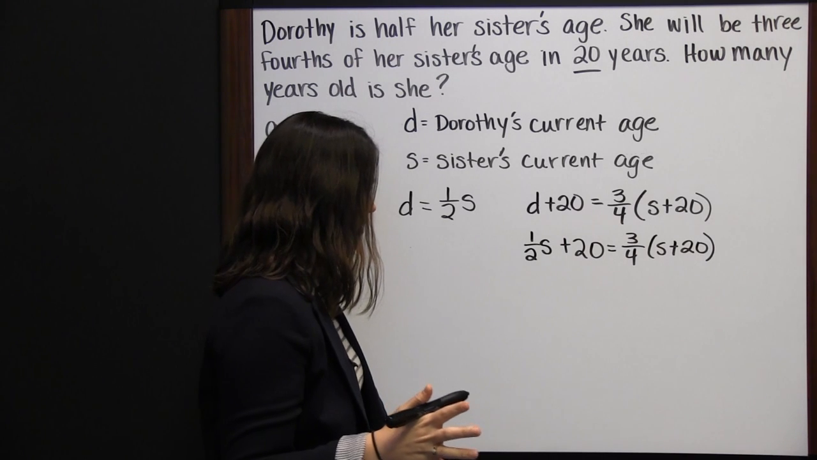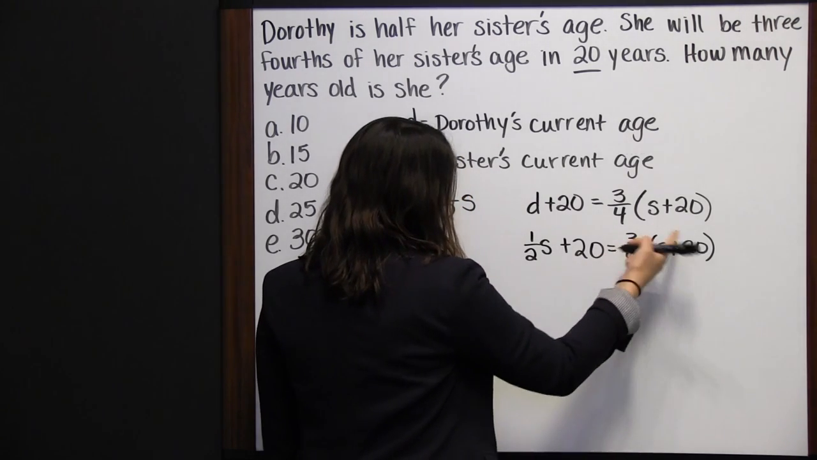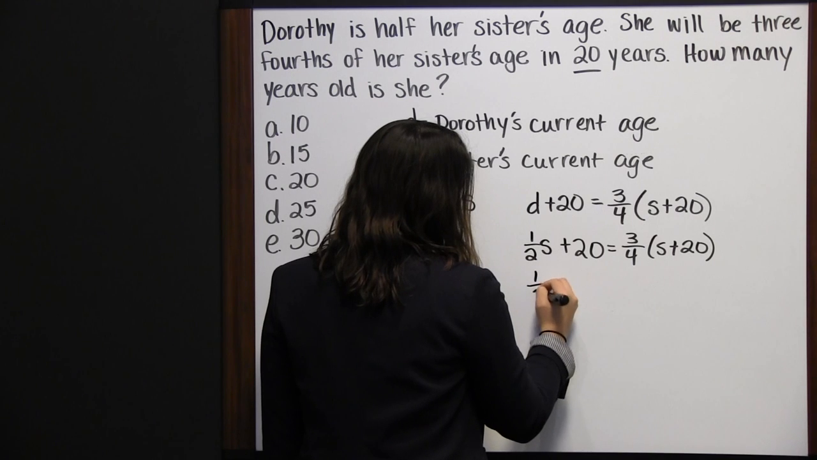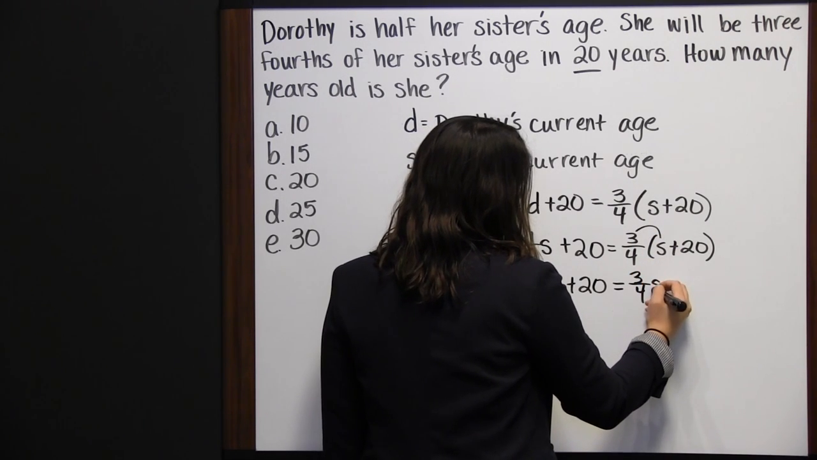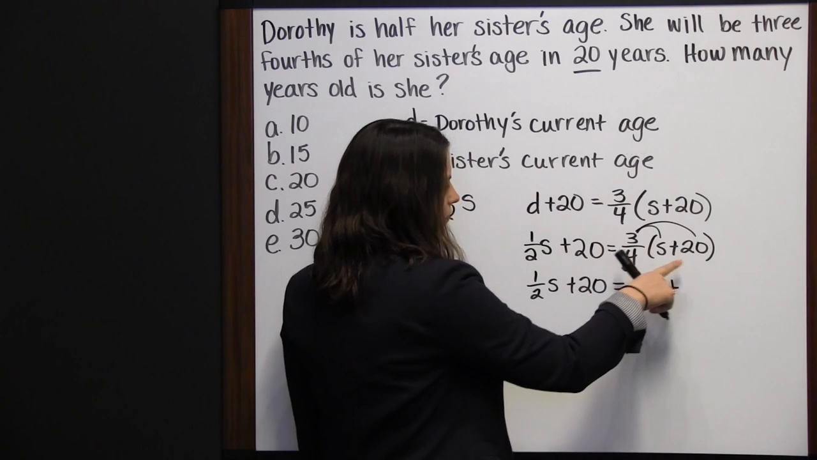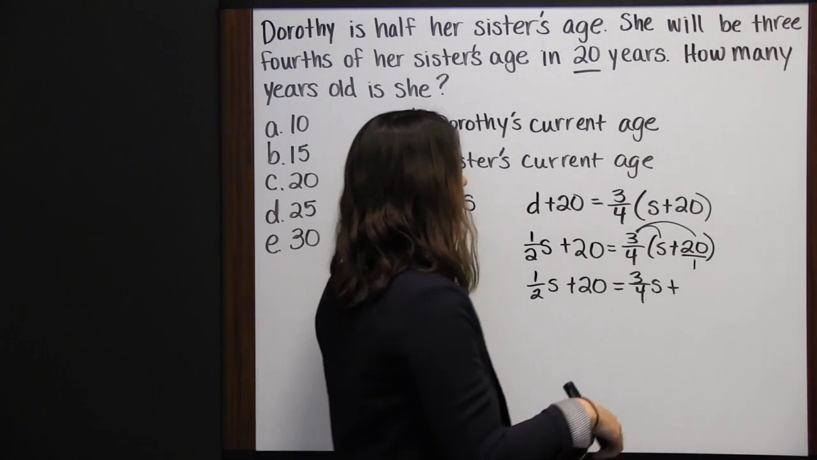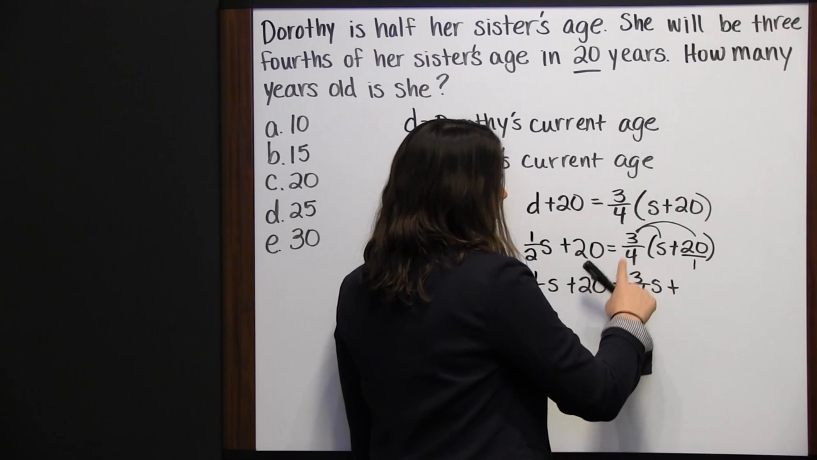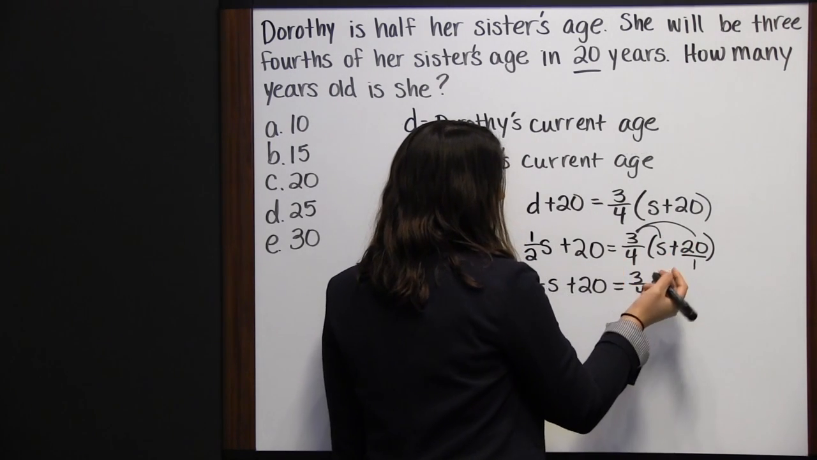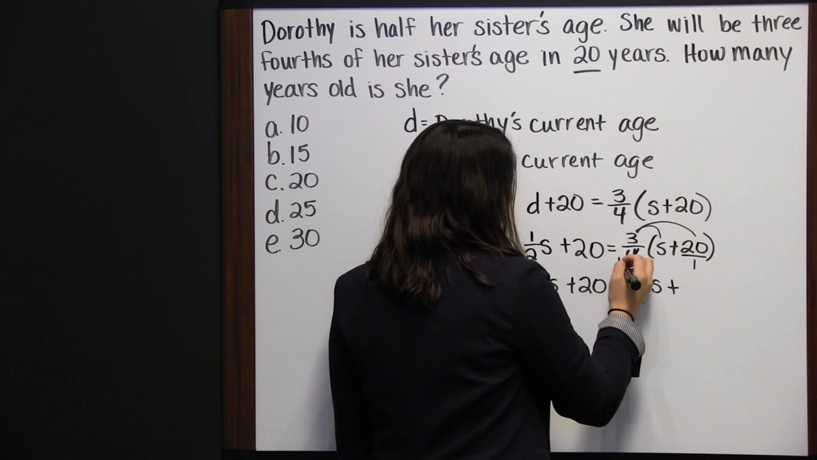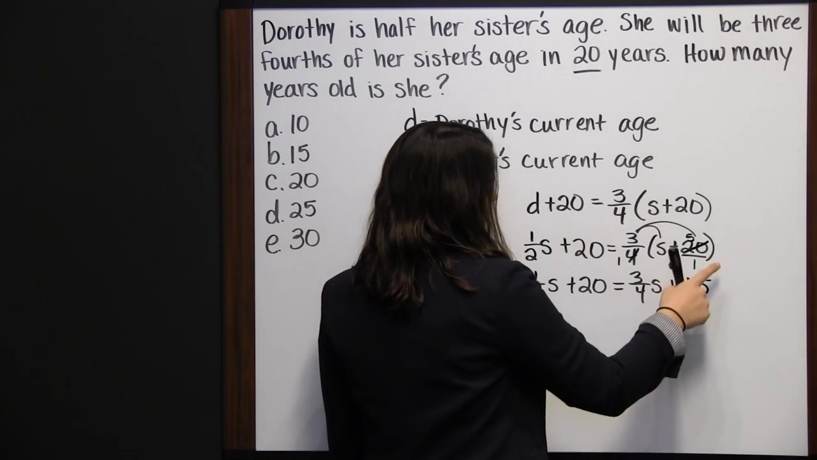Well, from here we have lots of options for solving. And the first thing I think about is, I just want to get rid of this fraction, this 3/4. So I think I'll start by distributing the 3/4 to what's inside my parentheses. So I have 1/2 S plus 20 is equal to 3/4 S plus, and then with the 3/4 and the 20, I can put 20 over 1, and I can simplify multiplying these numbers by cross-canceling 4 and 20. I'm simply multiplying two fractions together, so I can use this shortcut. I'm going to divide both 4 and 20 by 4. 4 divided by 4 is 1, and 20 divided by 4 is 5. So 3 times 5 is 15. 3/4 of 20 is 15.